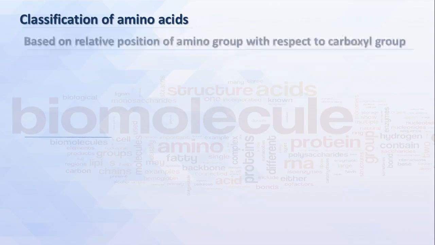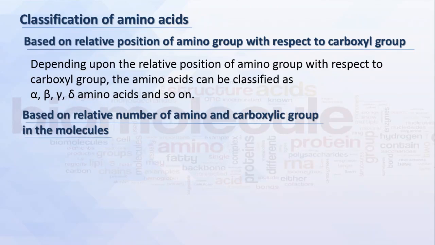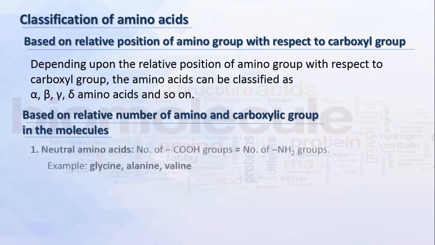Classification of amino acids based on the relative position of amino group with respect to carboxyl group. Depending upon this position, the amino acids can be classified as alpha, beta, gamma, delta amino acids and so on. Based on the relative number of amino and carboxylic groups in the molecules, they can be classified as neutral amino acids, where the number of carboxylic groups is equal to the number of amino groups. Example: glycine, alanine, valine.